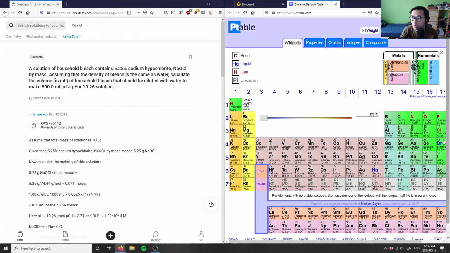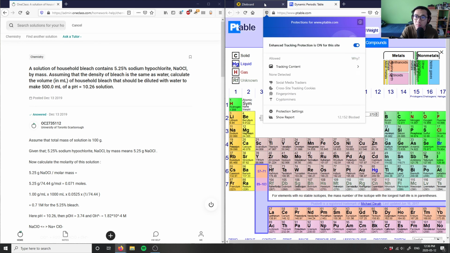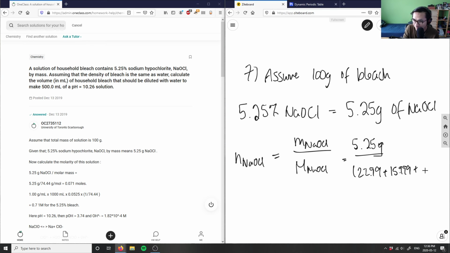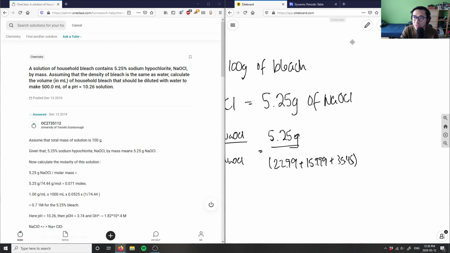Chlorine is 35.45 here. Now I'm going to plug this into my calculator, which will give me the moles of our sodium hypochlorite. So I have 5.25, and I'm going to divide that by the sum of 22.99 plus 15.999 plus 35.45.